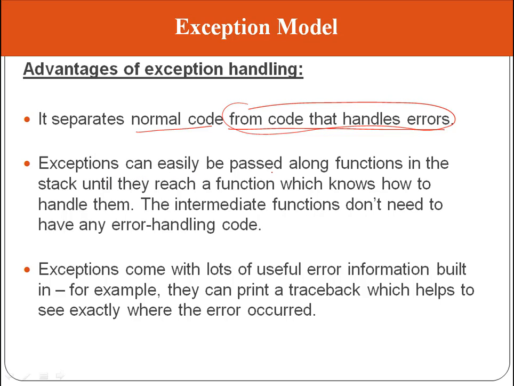Exceptions can easily be passed along functions in the stack until they reach a function which knows how to handle them, and the intermediate functions don't need to have any error handling code. Exceptions come with lots of useful error information built in. For example, they can print a traceback, which helps to see exactly where the error has occurred. Otherwise, you would be searching for the error and not able to find it. But here you will be able to get the traceback.